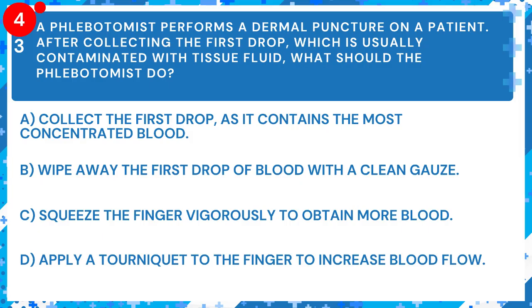Question 43. A phlebotomist performs a dermal puncture on a patient. After collecting the first drop, which is usually contaminated with tissue fluid, what should the phlebotomist do? A. Collect the first drop, as it contains the most concentrated blood. B. Wipe away the first drop of blood with a clean gauze. C. Squeeze the finger vigorously to obtain more blood. D. Apply a tourniquet to the finger to increase blood flow.